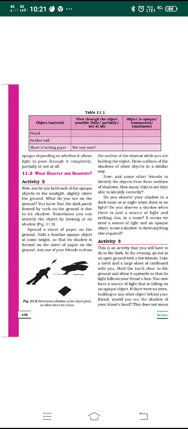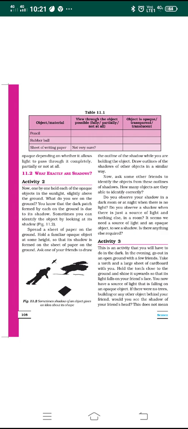We made a list of some of the objects which are found in our surroundings or which we use in our day-to-day life, for example a pencil, pen, rubber, plastic, wood, whatever it is, and we checked through an activity whether that object is transparent, translucent or opaque. Now in today's class let us discuss another important concept, that is what exactly are shadows.